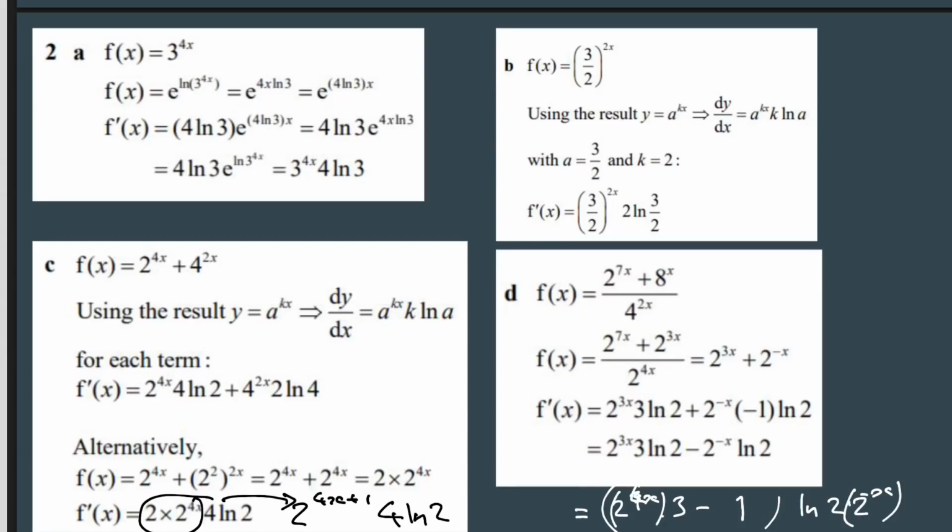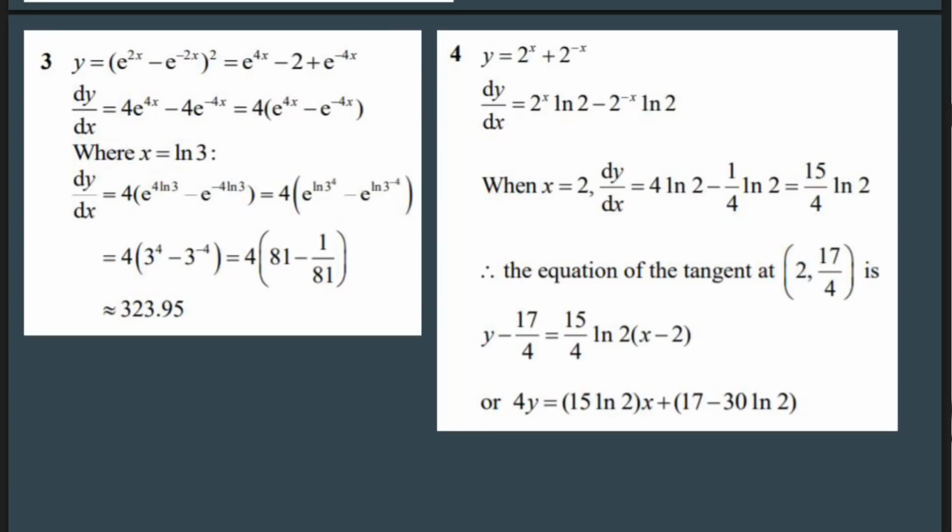And then finally 3 and 4. So 3's here. That's probably the best answer. They're giving it roughly as a decimal, but it's probably nice as well. And number 4, you end up with the equation of the tangent at this point is going to be this. Probably times everything by 4 to give you some horrendously messy answer.